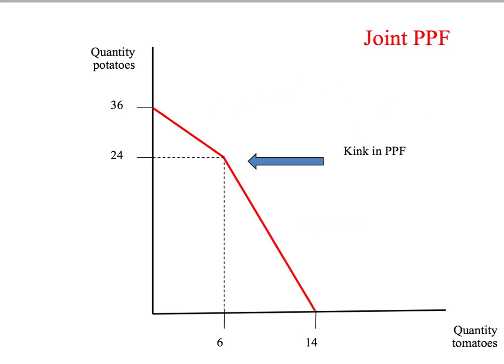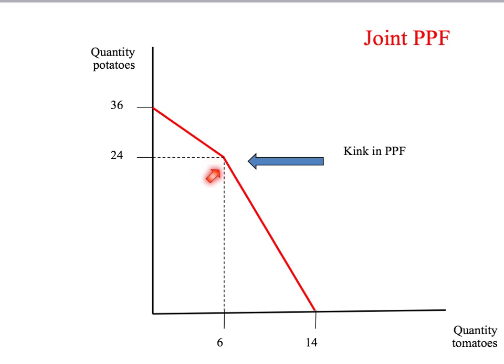Starting from the situation where Tom and Becky just have potatoes, if they want to produce some tomatoes, they first get Tom to produce the tomatoes, because he has a comparative advantage in tomatoes, and that continues until Tom's spending all his time producing tomatoes. This point here is where Tom is specialised in tomato production and Becky is specialised in potato production.